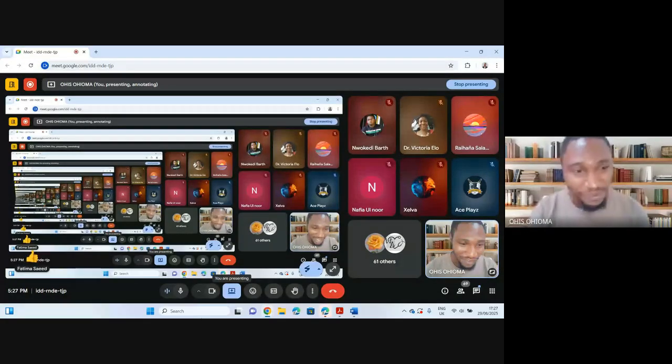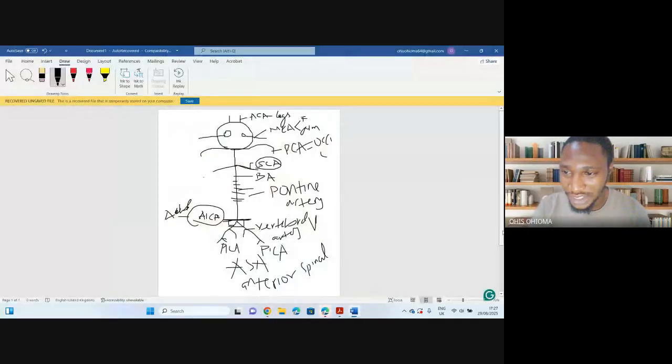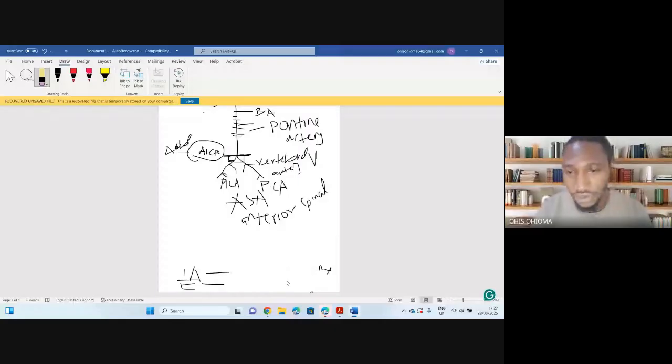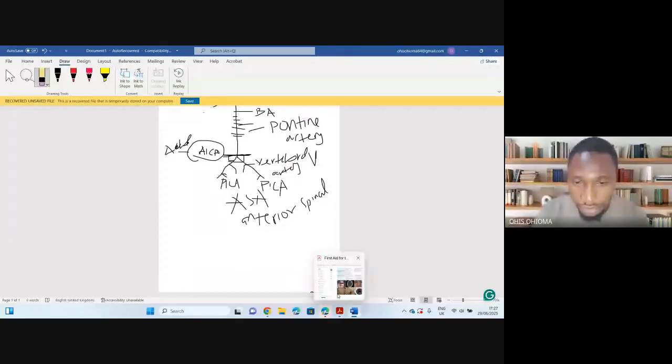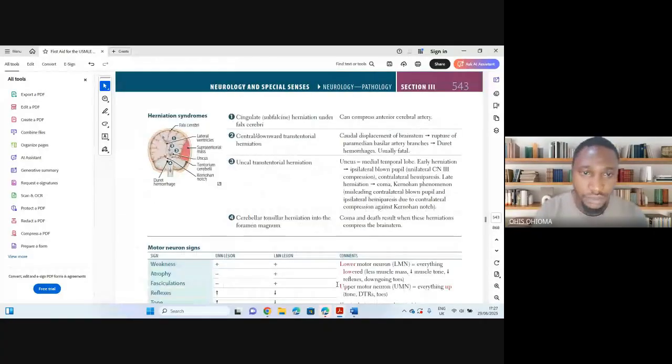And then what is important here for herniation syndrome is that herniation syndrome is usually a result of a displacement. So this is the person's head. Let me use First Aid to highlight this so that you guys can understand it. It's much better. So basically, this is the herniation I'm talking about, guys.